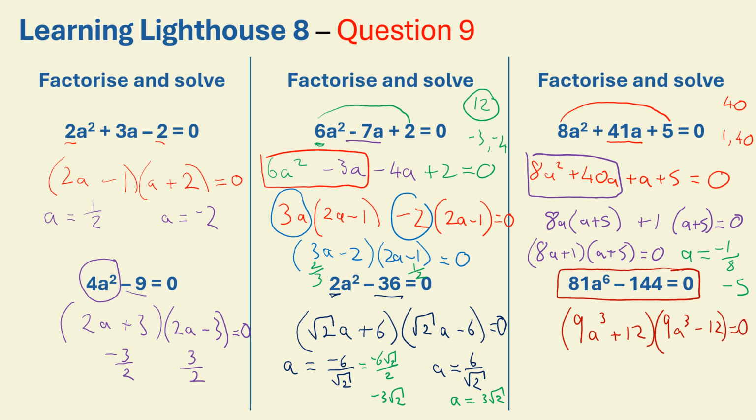So you've got a cubed equals negative 12 over 9. Or in the second one, positive 12 over 9. So to get a, you're just going to cube root both of those. It's not something that's going to simplify very nicely. So it's going to be the cube root of negative 12 over 9, or the cube root of 12 over 9. No need to go any further with that one.